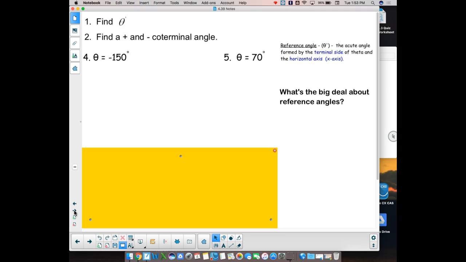So I always draw myself a picture as to where theta is, okay, because that helps me figure it out.